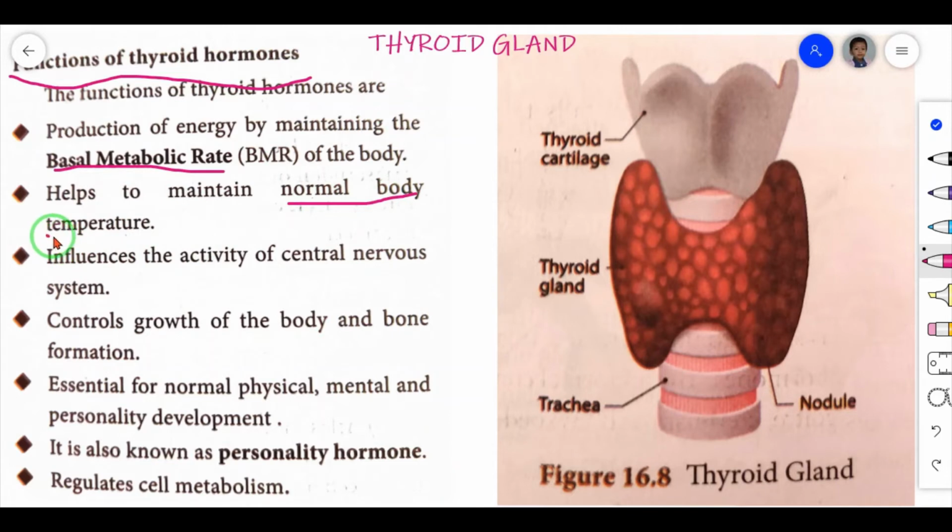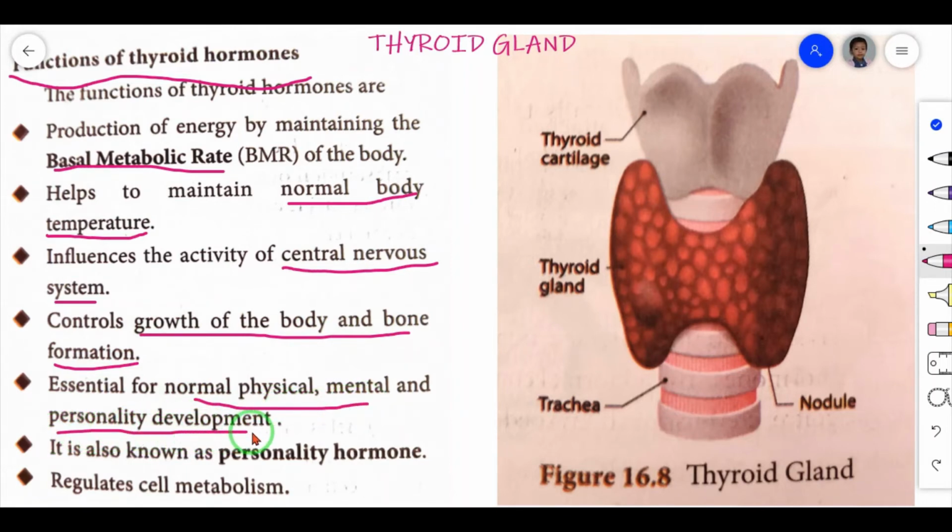So this hormone maintains the normal body temperature of the person. Then it influences the activity of the central nervous system. Controls growth of the body and bone formation. Then essential for normal physical, mental and personality development.